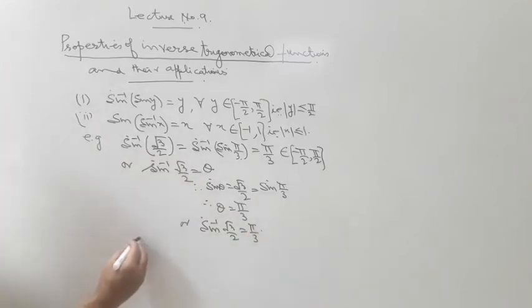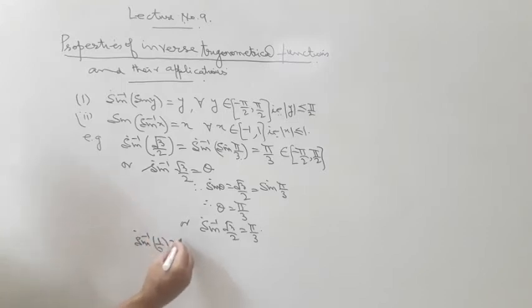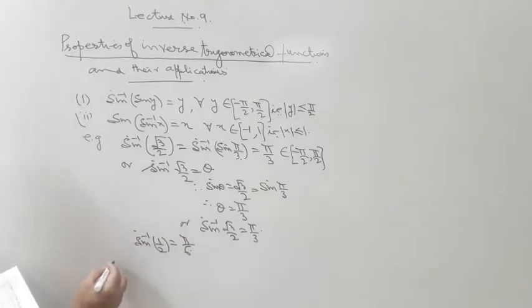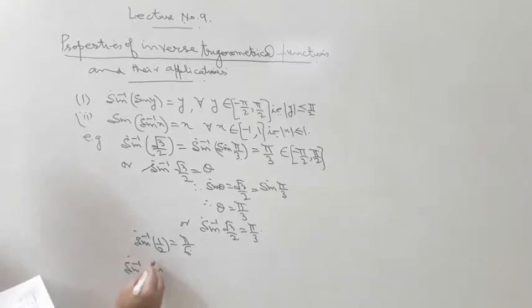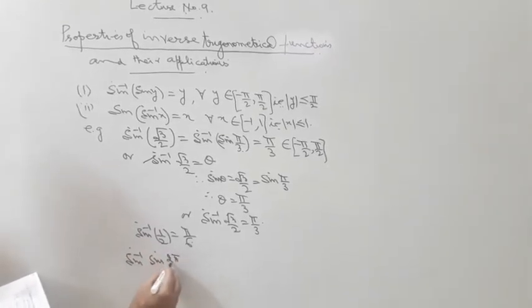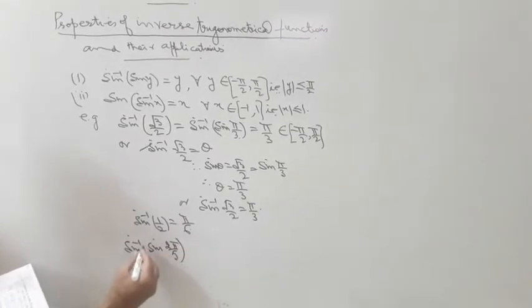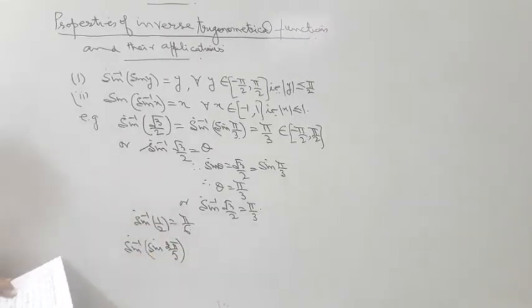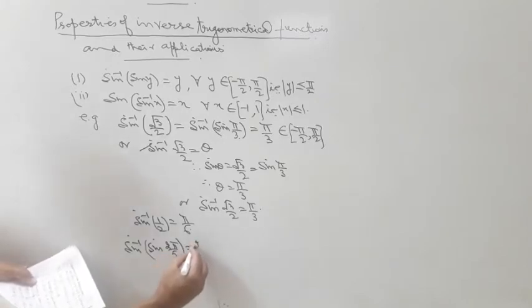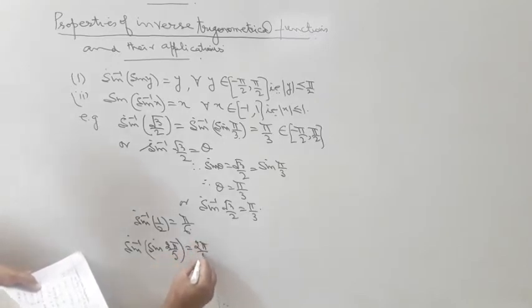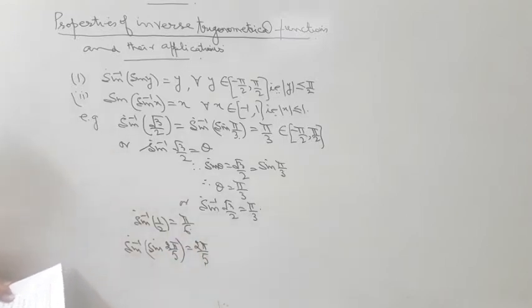Again, sine inverse of half becomes equal to pi by 6, again a member of the principal value branch. Again, sine inverse of sine 2 pi by 5 comes out to be equal to 2 pi by 5, again a member of the principal value branch.